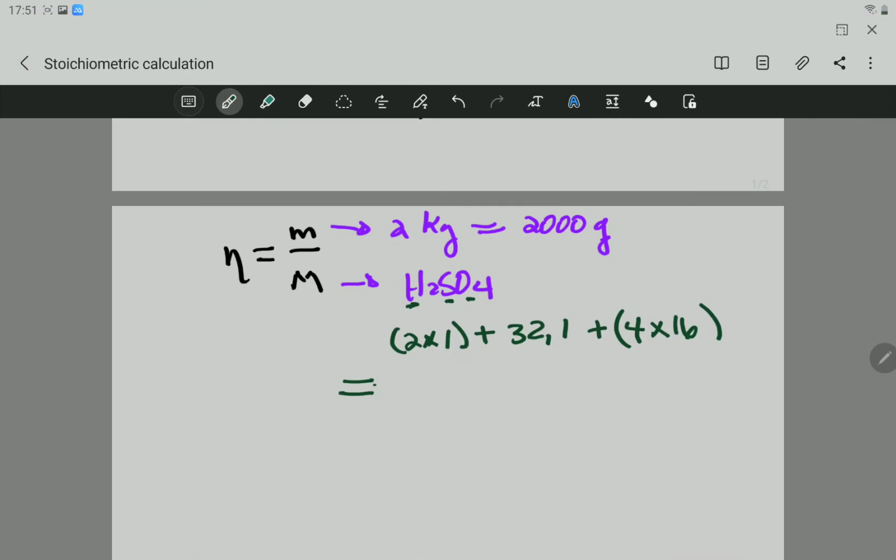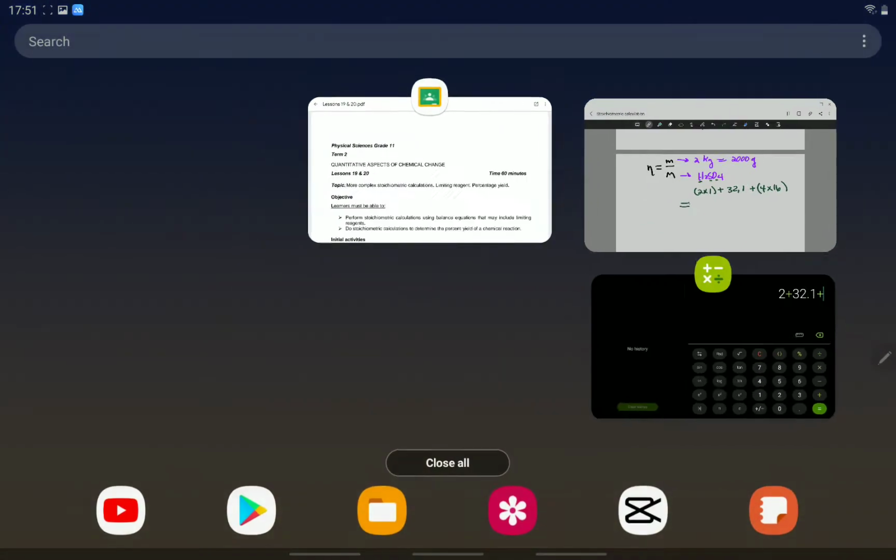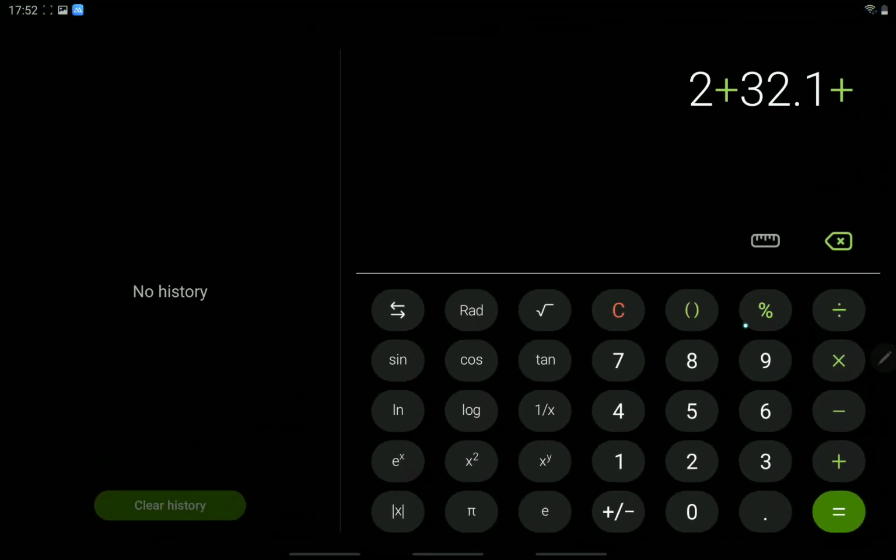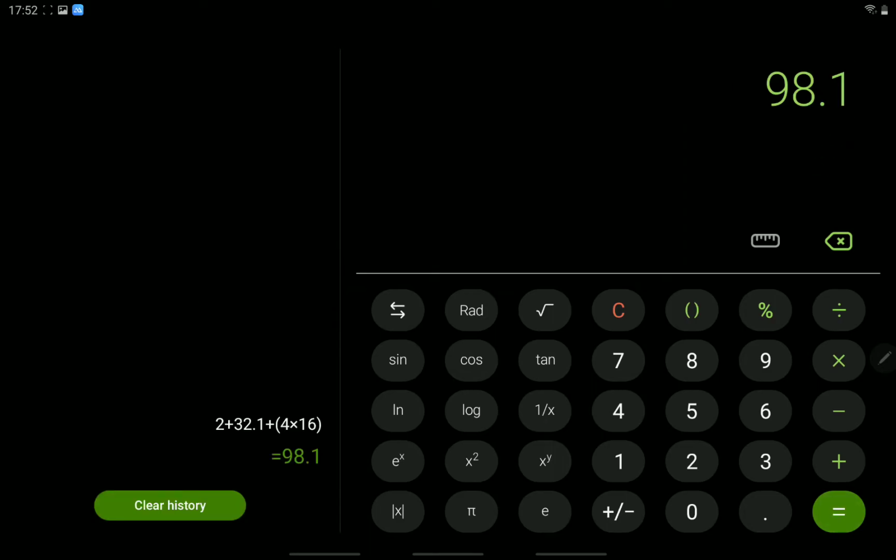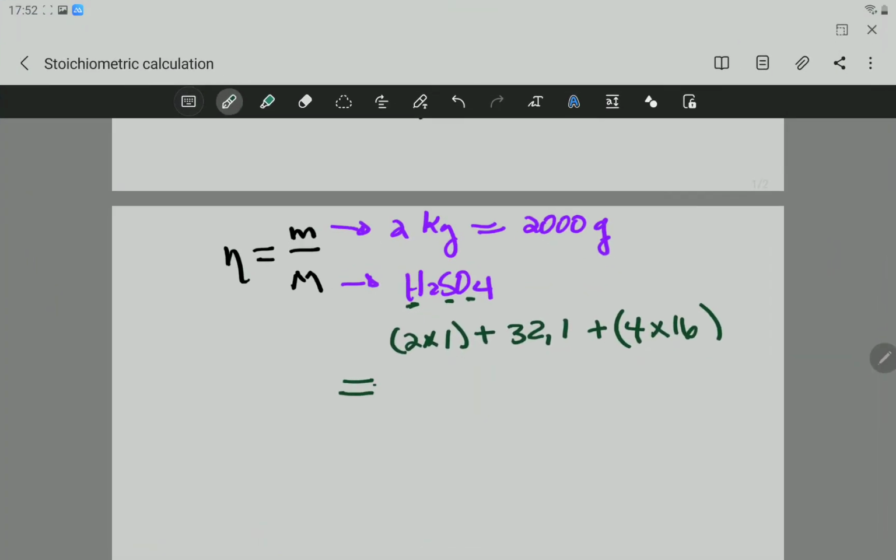Let me just show you. 4 times 16 plus 4 times 16, and you have to open bracket, 4 times 16, and the answer is 98,1. This is 98,1 grams per mole. It's not mole, it's grams per mole. That is the unit for the molar mass.